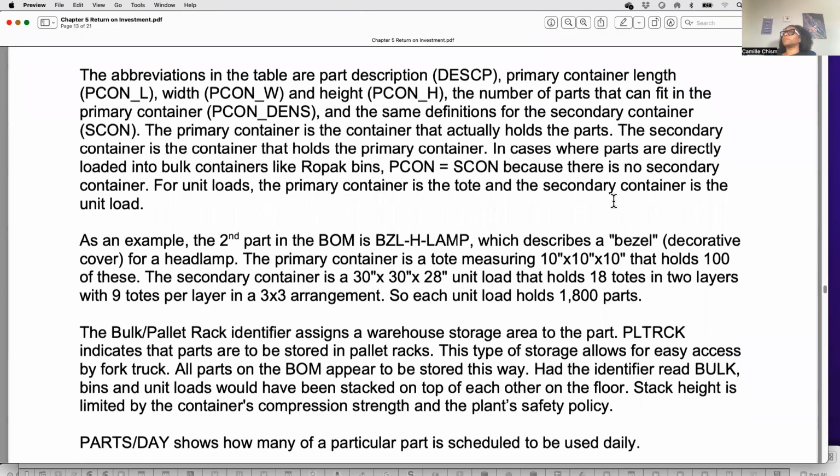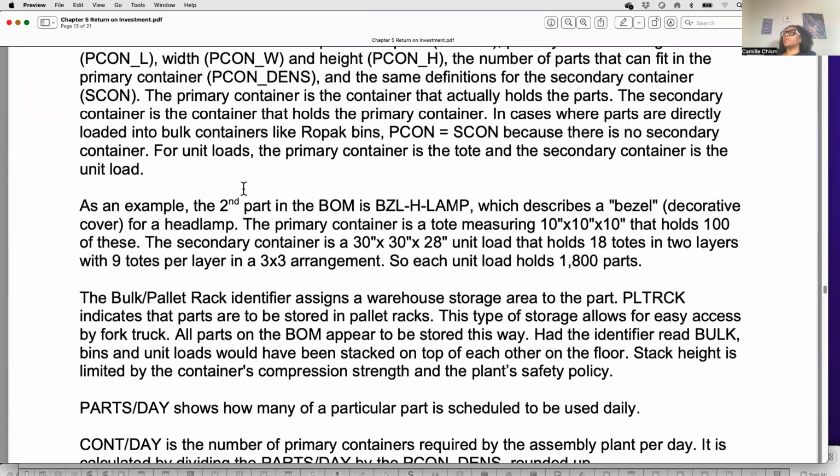Okay, so for this one, you assume that the primary container is a tote, and then the secondary container is the unit load, which is going to be that pallet with totes on it. I tried to get some mini totes, but hopefully next semester I have that. So you have this pallet and you have totes on this pallet, right? Or trays or whatever that primary container is. In this case, it's a tote. And then the secondary container is going to be this pallet with all the totes on it.